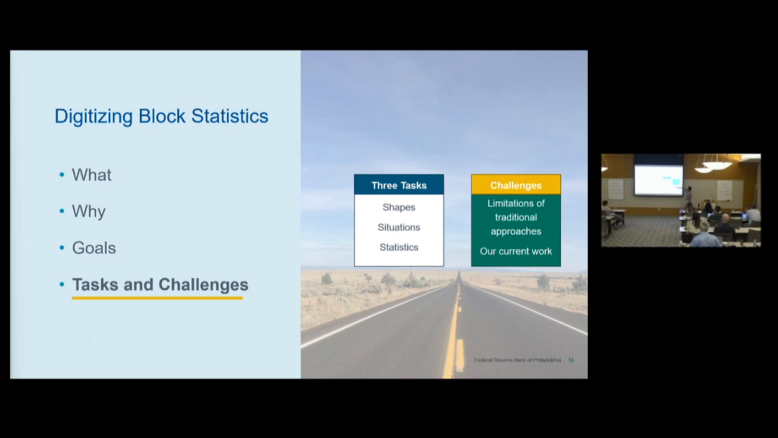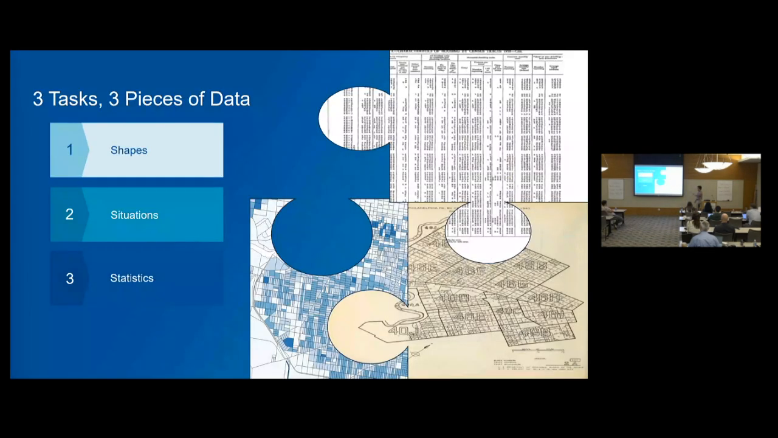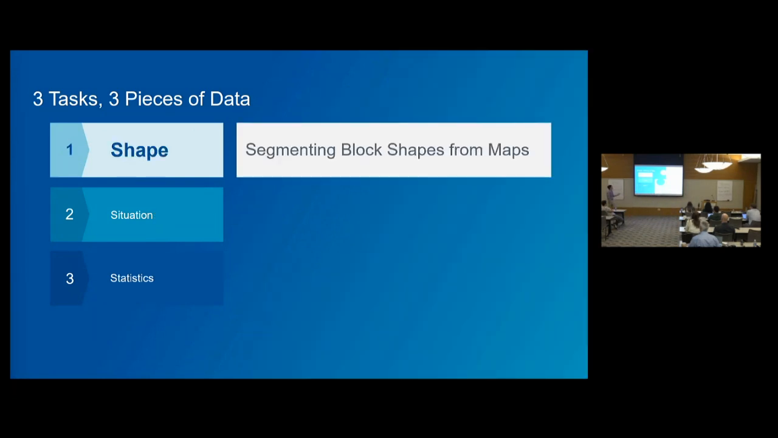Throughout, we're going to be talking about the challenges that we've faced, and then our current strategies. I'm going to tag team this. I'm going to talk about the first two, and then Dan is going to take over for the statistics. All right. So shapes, situations, and statistics, those are the puzzle pieces that we have to fit together.